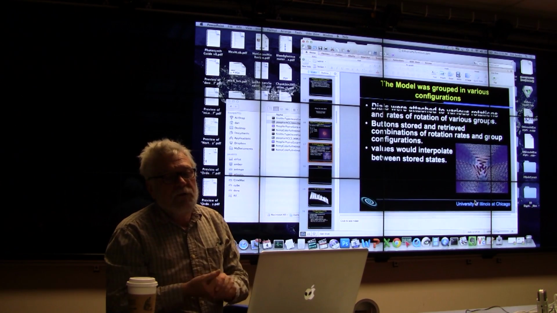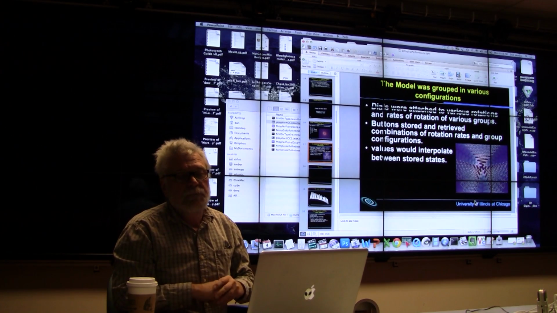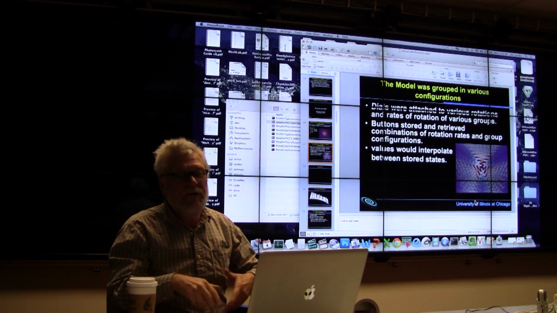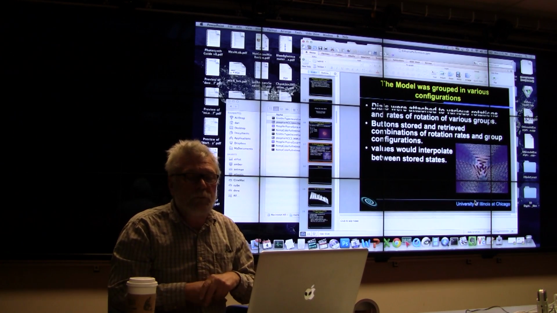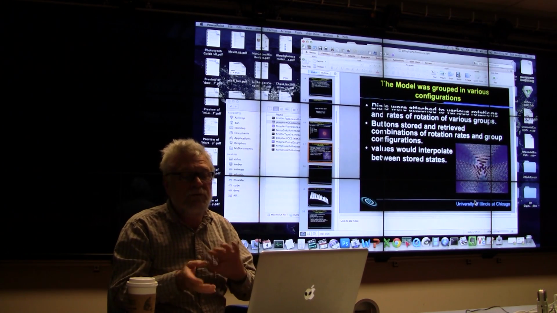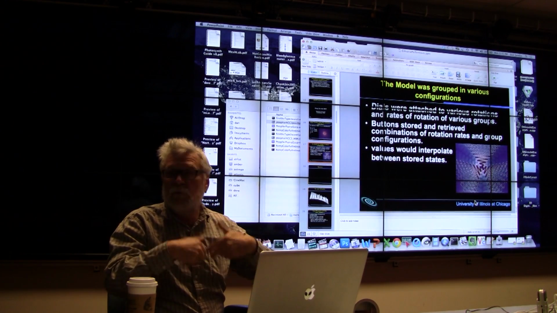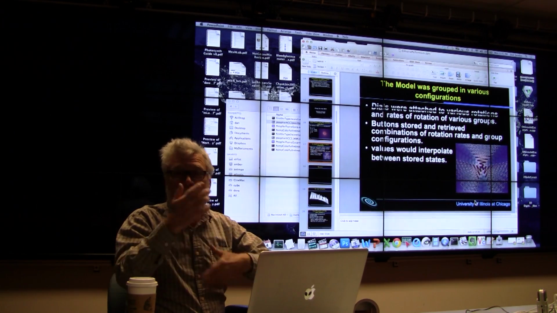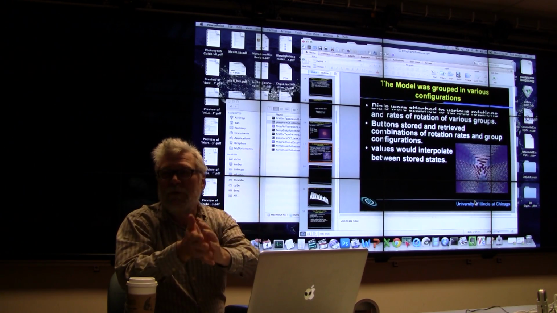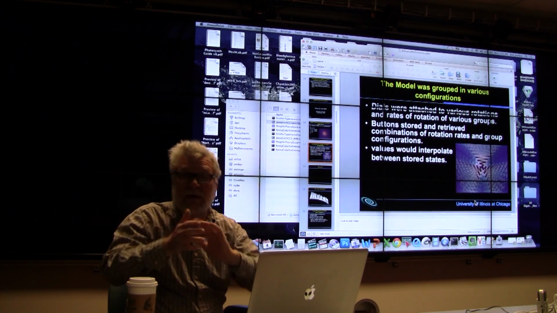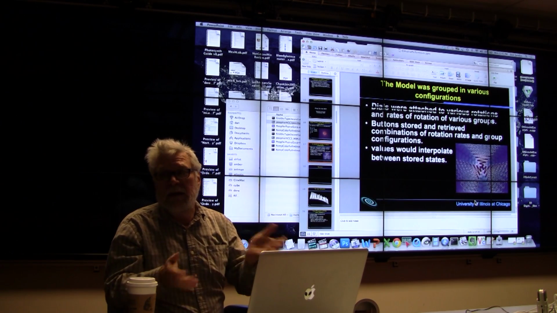But of course, the dials could be attached to various rotation rates of both individual elements and of various groupings of elements. The buttons can store and retrieve combinations of rotational rates and group configurations. You'd find something you liked that was producing one of these wonderful patterns that are produced by this temporal aliasing, and where you have these other things moving slowly. Sometimes things are moving backwards, like temporal aliasing style effects. And then you push a button to store that configuration.